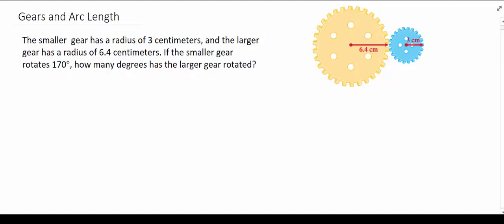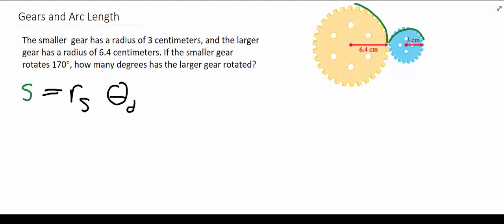Well, we can use arc length because if the smaller gear rotates 170 degrees, the distance, its arc length, will be equivalent in the larger gear as well. So those two distances should be equal. So I can say S, being my arc length, will equal the radius of the smaller gear times the angle in which it's rotated in degrees, and we'll convert that into radians because that's what we're working with. Everything in terms of radians, so pi over 180.